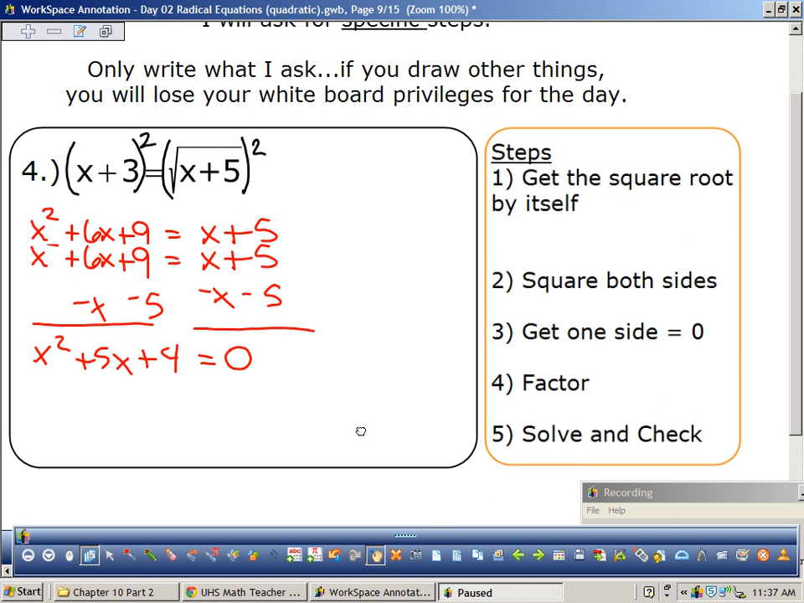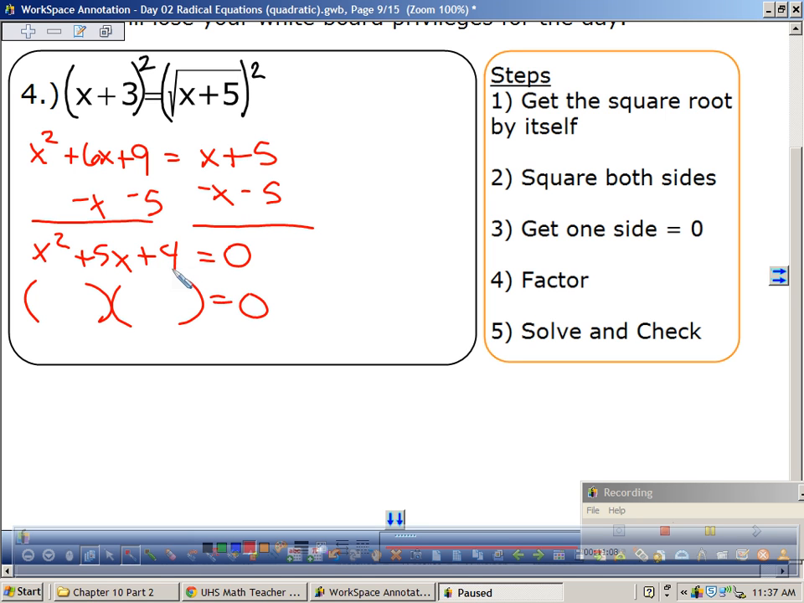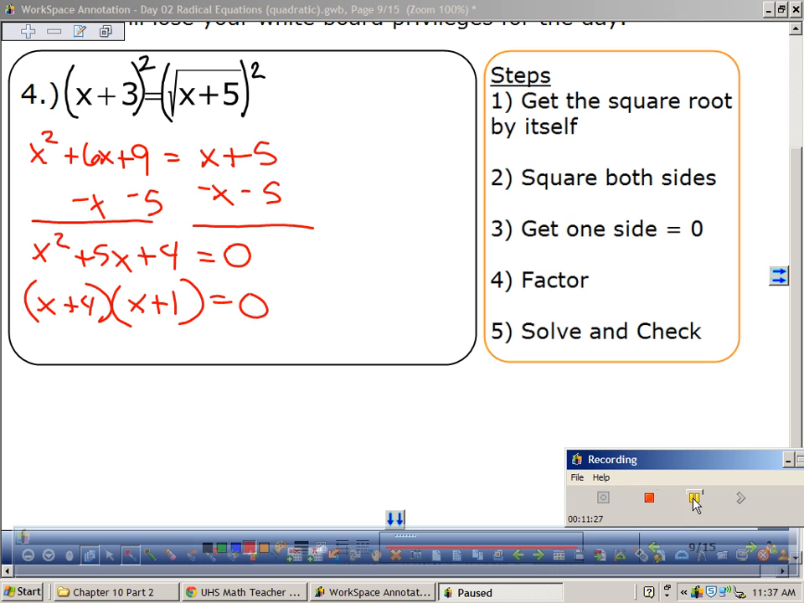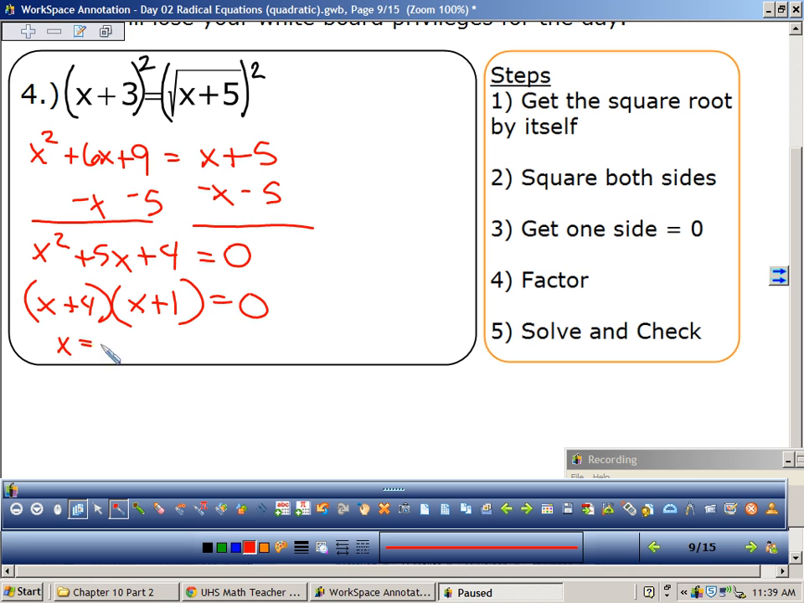All right, so let's continue. What two numbers, when I multiply, you get 4? Negative 4 and negative 1 would give you a negative 5 if they were... So 4 times 1 is 4, and 1 plus 4 is 5. Okay, go ahead and solve and check for me. All right, 5, 4, 3, 2, 1, let's come back together. So when I solve this, I get x equals negative 4, or x equals negative 1.